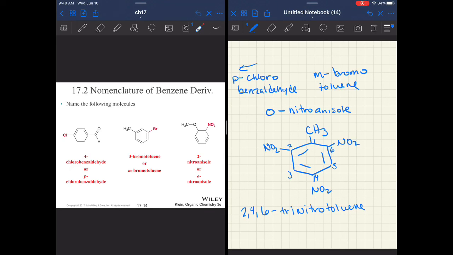Oh, and do you recognize this molecule? It's okay if you don't, but you've heard of it before. This is TNT. Right? This is a compound in dynamite. Oftentimes when you put a nitro group on a benzene ring, it creates something that is very reactive or explosive.